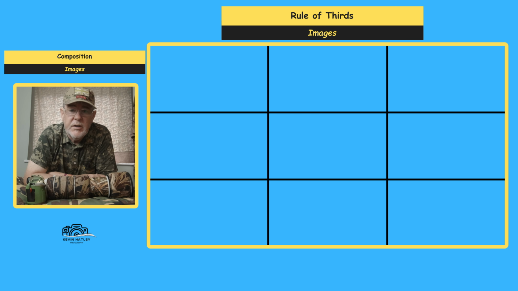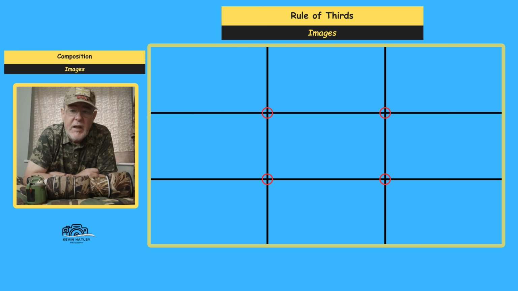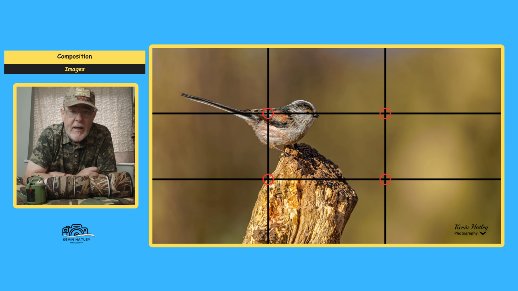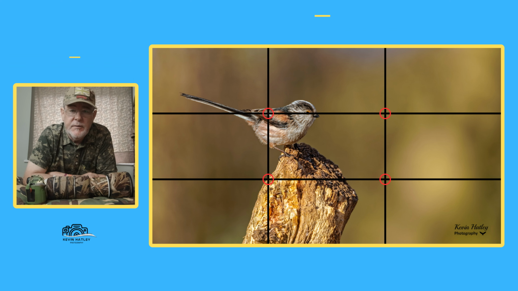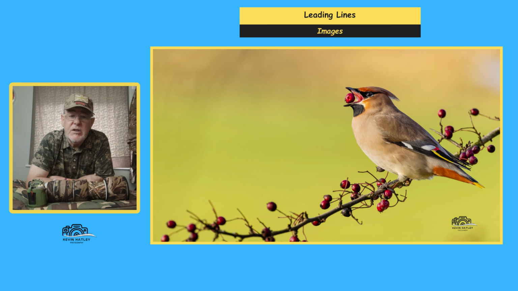So, the rule of thirds. It consists of 2 horizontal lines and 2 vertical lines, giving you a grid of 9 equal parts. Now, the intersecting lines create what is known as 4 power points. By placing your subject or a key element of your subject on or near one of these power points gives you a balanced composition, as you can see in this picture of a long-tailed tit with the eye and the tail.